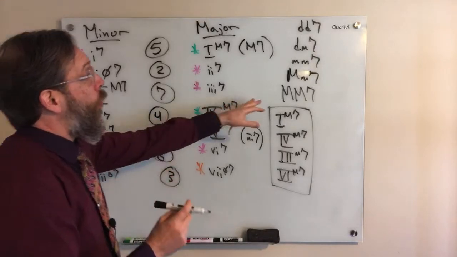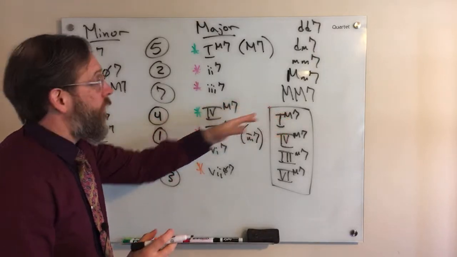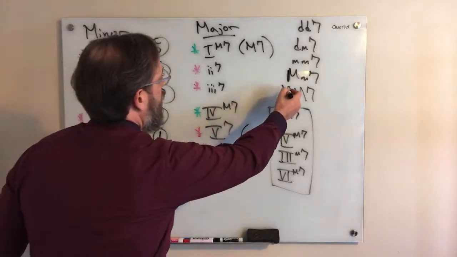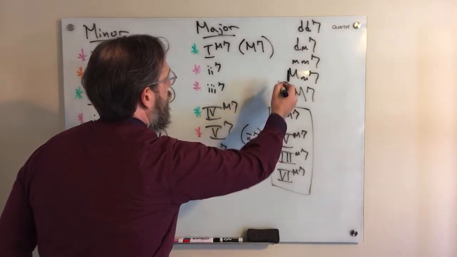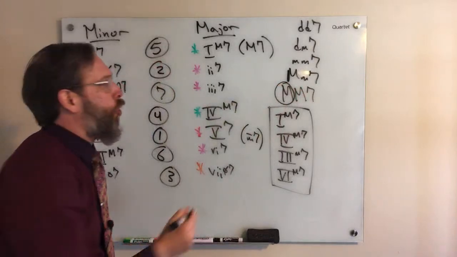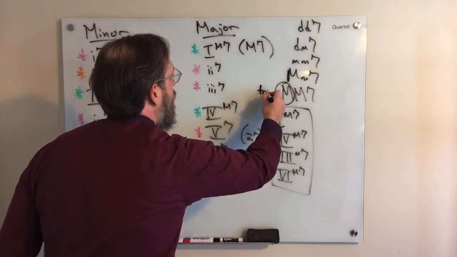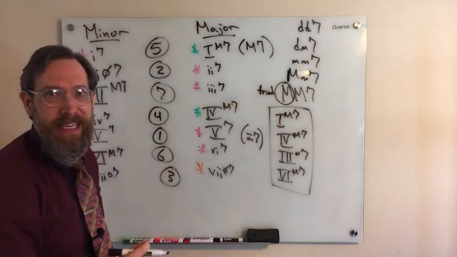So a little refresher. The first letter in this designation indicates the kind of triad that is in this seventh chord.